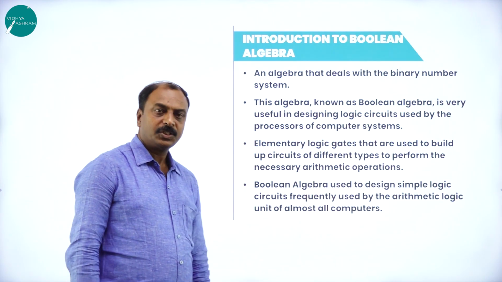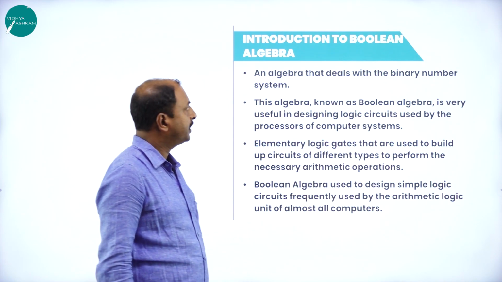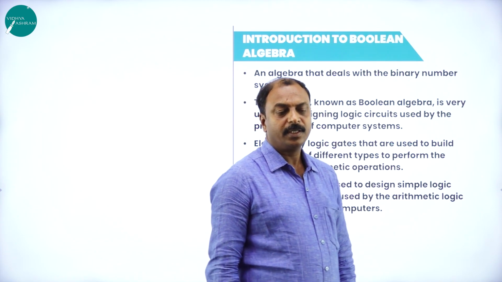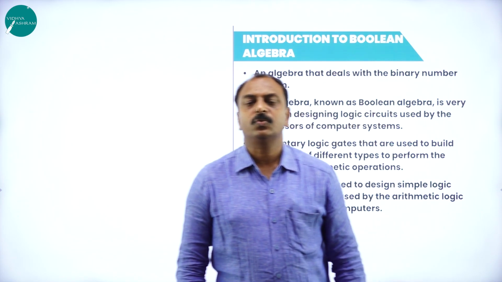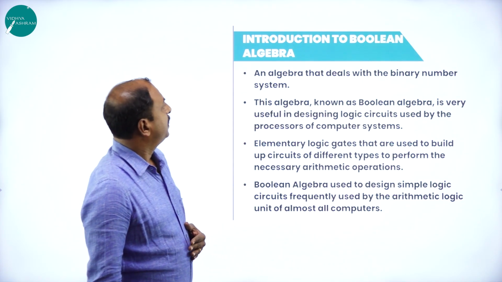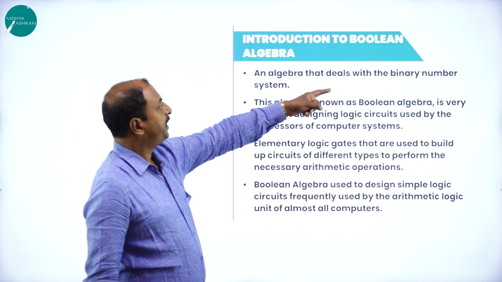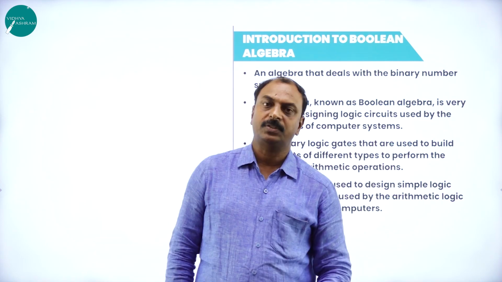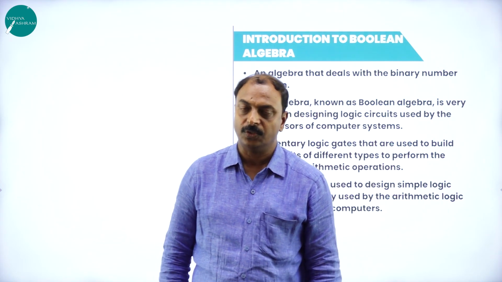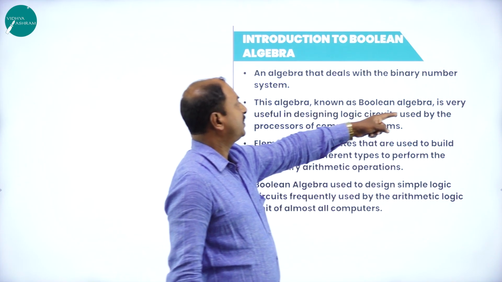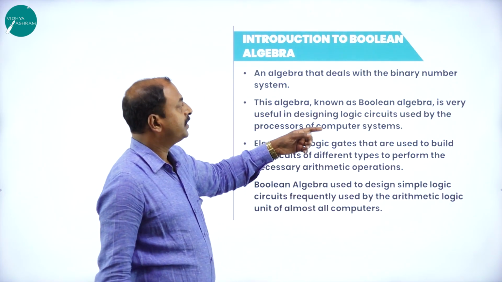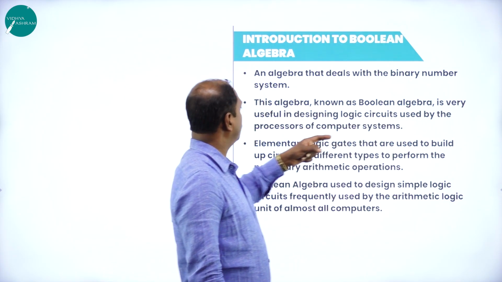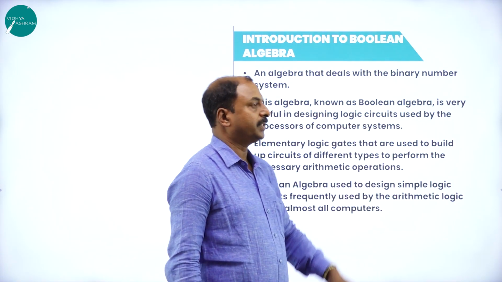Now, let us start our discussion with the definition of Boolean algebra. So what is Boolean algebra? Boolean algebra deals with the binary number system. Now, you know what binary numbers are: 0 and 1 are called binary numbers. So this algebra is known as Boolean algebra. And what is the use of this? It is used for designing logical circuits used by the processor of a computer system.